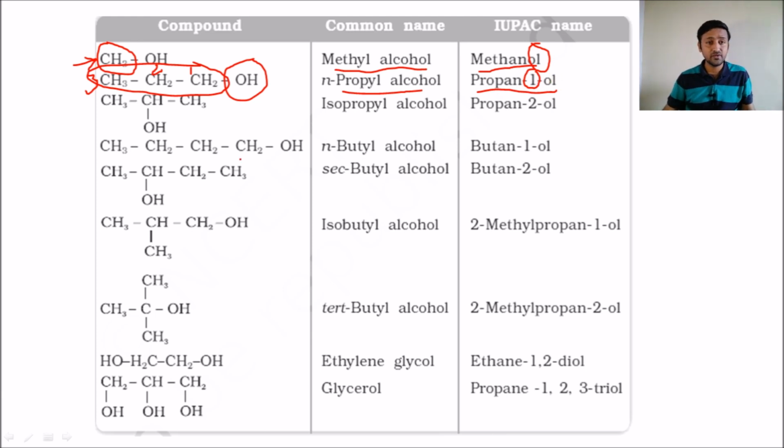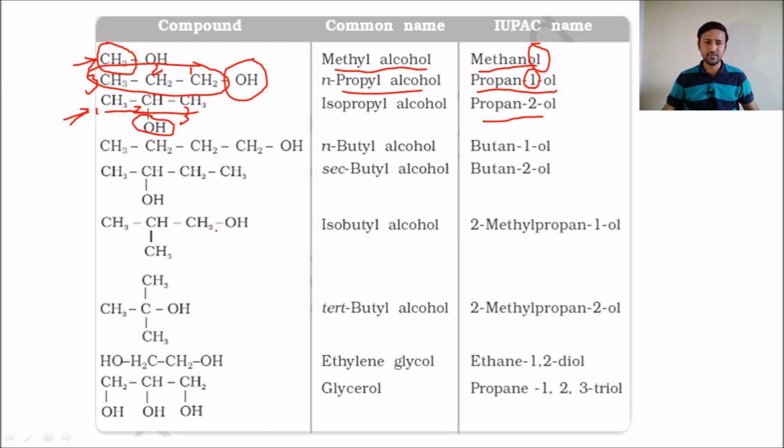Next one now. Let us take the next molecule, CH3, CHOH, CH3. This also has 3 carbons, but you can see the bonding: OH is attached not to the terminal carbon, but to the middle carbon. So we can take this group as isopropyl. The common name of this molecule is isopropyl alcohol. If we take numbering now, this is the first carbon, second carbon, and third carbon. On the second carbon we have the hydroxy group, so the IUPAC name for this molecule is propane 2-ol.